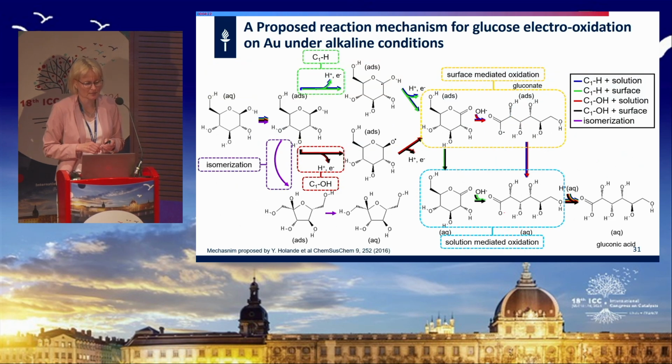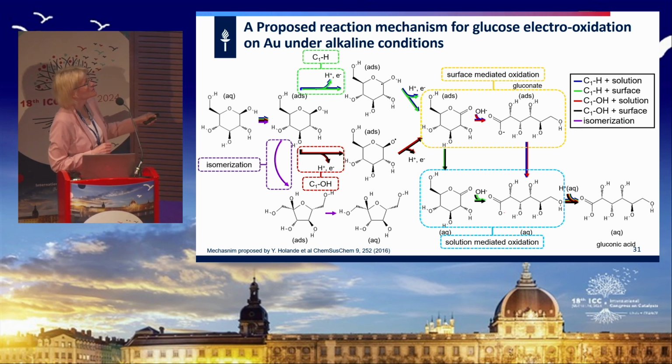But if we look back to the reaction mechanism, now the question is how we proceed from here onwards. Shall we continue on the surface or shall we go to the solution phase? So this step, going from gluconolactone to gluconate, is, based on the calculation, the potential limiting step. And the desorption to the solution phase of the gluconolactone is actually favorable.